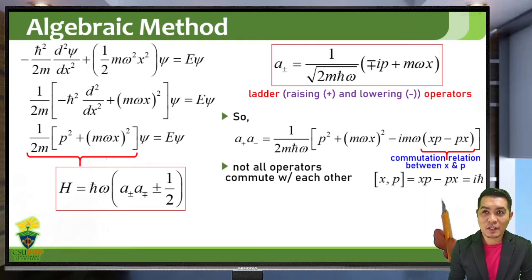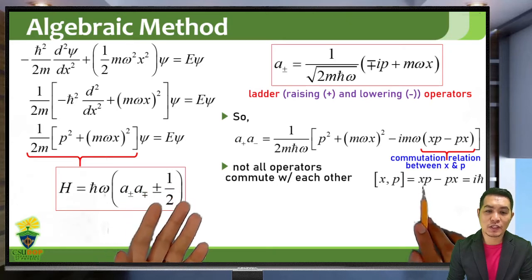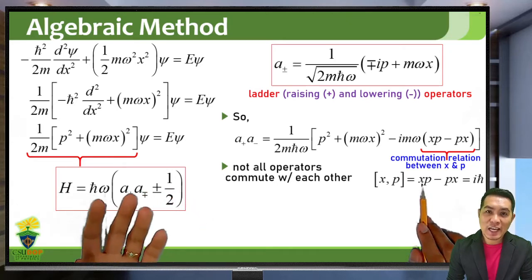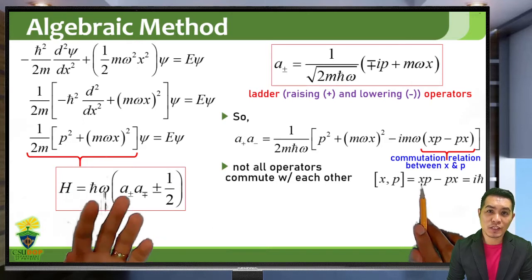So we will relate this to the uncertainty principle. In classical mechanics, you can measure both position and momentum at the same time. But in the quantum realm, h bar is already a big deal. It's already a big number. It's no longer insignificant. So therefore, in quantum mechanics, you cannot measure position and momentum at the same time. So the consequence of this commutation relation is the uncertainty principle in position and momentum.